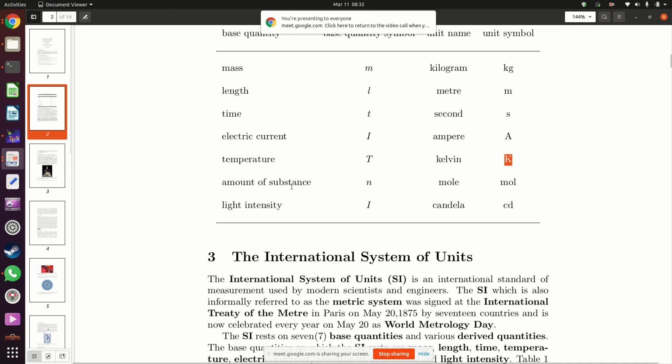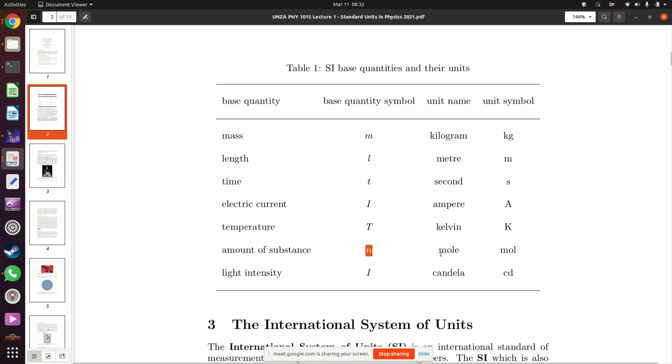Next, there is something called amount of substance. The symbol for amount of substance is n, and the unit name is the mole. The symbol for the mole is mol, pronounced mole. Then there is the last one, light intensity. The symbol for light intensity is capital I. The name of the unit is the candela. Candela is Latin, and the English translation of candela is candle, like the candle you light when there's load shedding. But in physics, candela has a specific meaning.